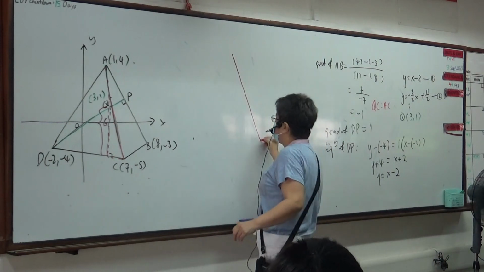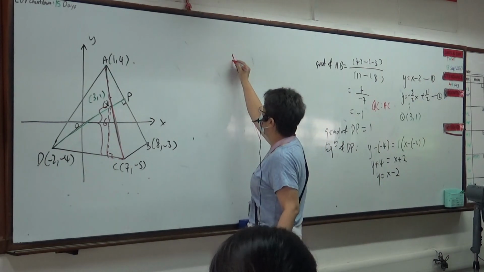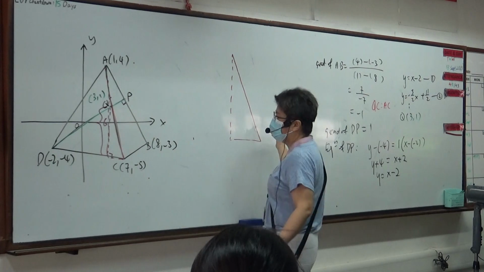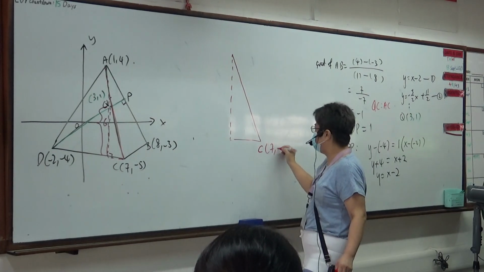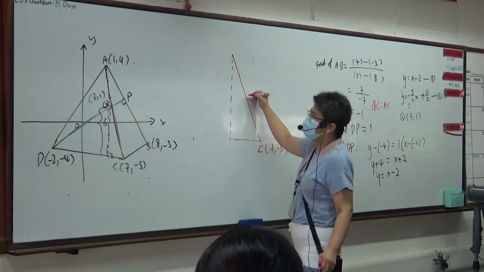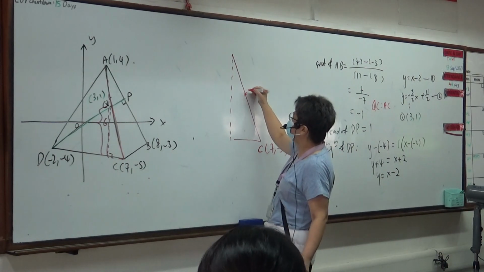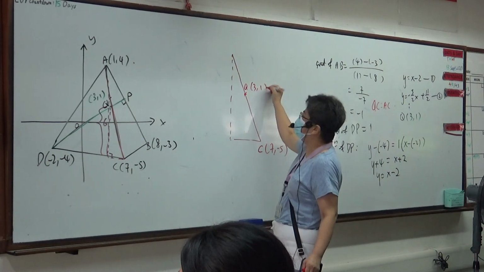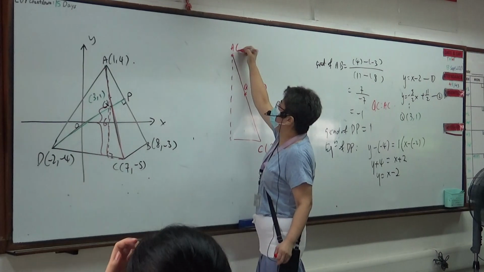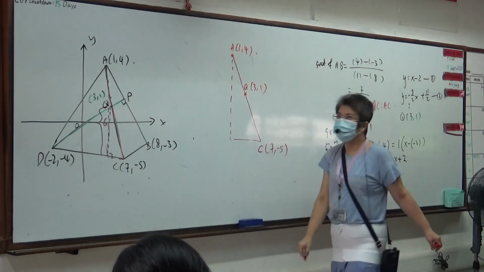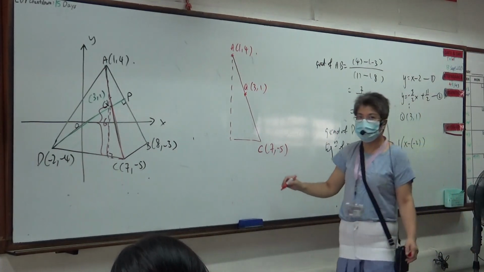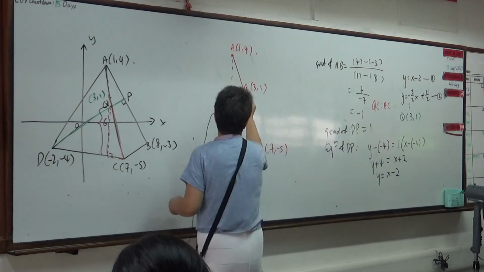I have this one like that. Okay, I draw it all slanting so you can see. So this is my C, 7, -5. This is somewhere my Q, which is 3, 1. And this is my A, which is 1, 4. You see that?